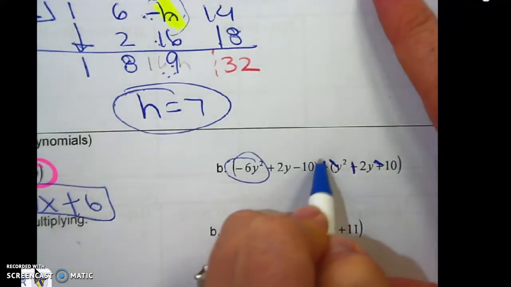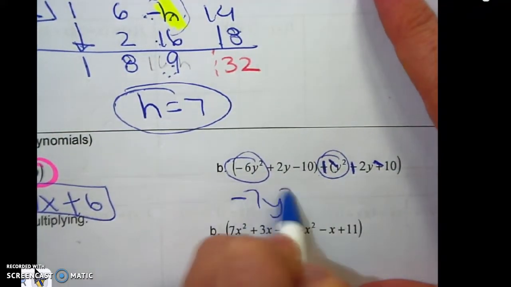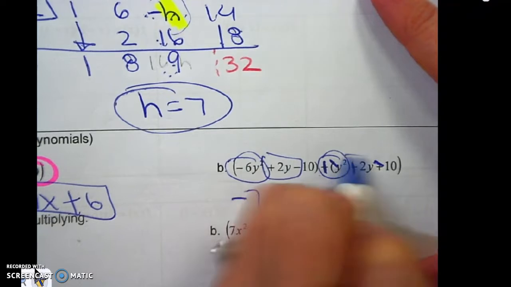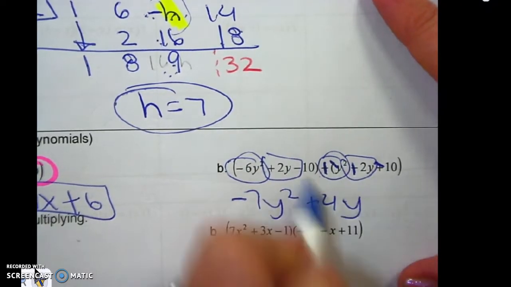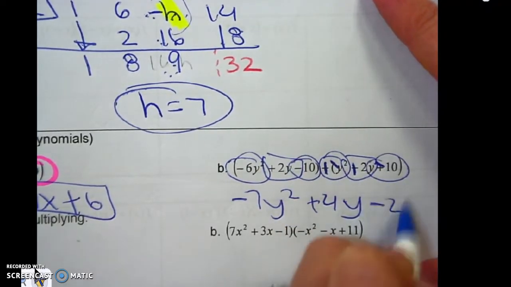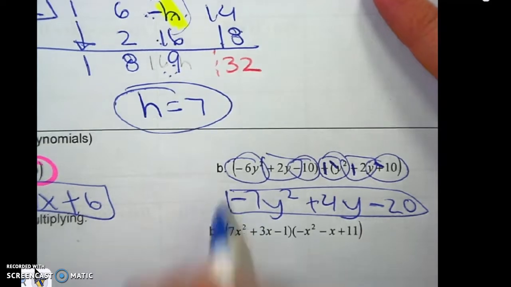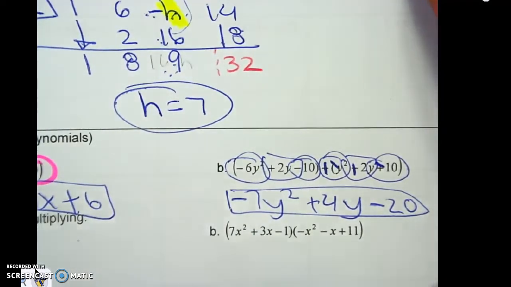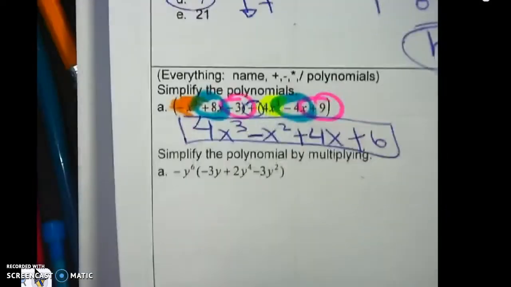Negative 6y squared and negative 1y squared is negative y squared. 2y plus 2y is 4y. And negative 10 and negative 10 is negative 20. And I could store it, but I'll do that another time. All right, let's go by multiplying.